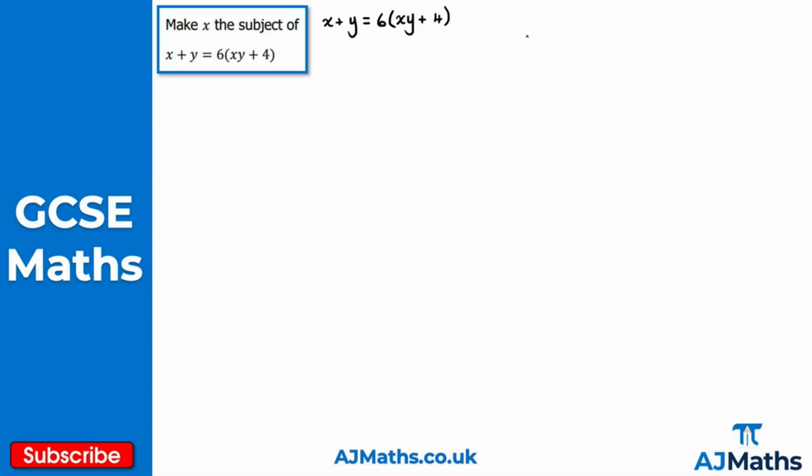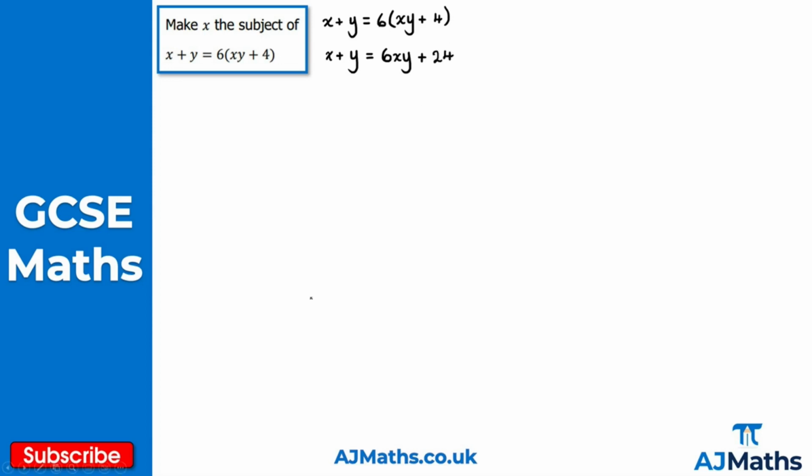So to begin with here, what I'm going to do is expand this single bracket here on the right hand side. Obviously the left hand side won't change, so we're going to get x plus y here on the left hand side. On the right hand side now, we're going to get 6 times xy giving me 6xy, and then 6 times 4 here giving me 24.